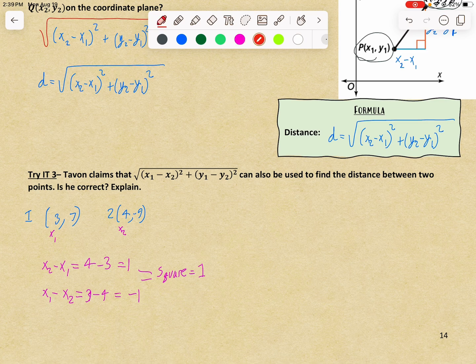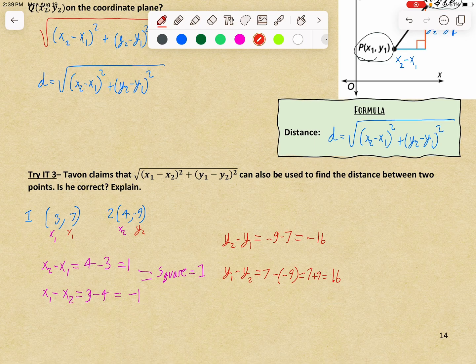What if we use the y's? This is y1 and this is y2. So y2 minus y1 is equal to negative 9 minus 7. y1 minus y2 is equal to 7 minus negative 9. And let's go ahead and find out what those become. y2 minus y1, negative 9 minus 7, becomes negative 16. If I do 7 minus a negative 9, that becomes 7 plus 9, which gets us to positive 16.